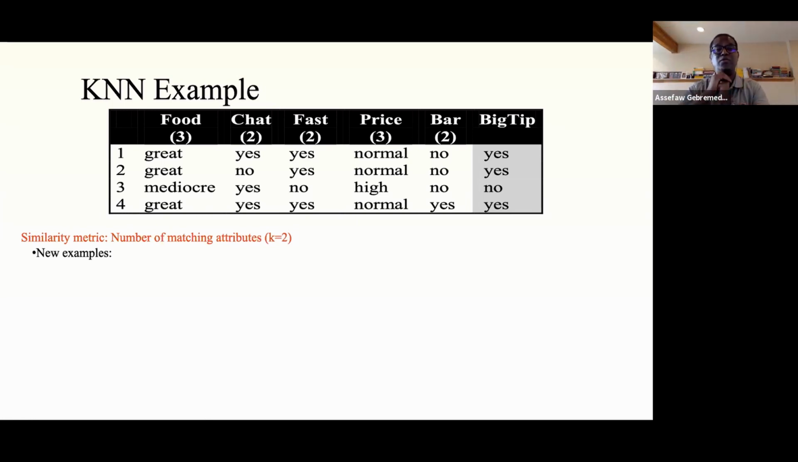And what you're going to do now is, first of all, you've decided on k equals 2. And so a new customer has come, and your decision to make is whether that customer is going to leave a tip or not. And here is what this new customer has given for these values. Now look at them. Some of these values are Boolean, some of them are some other things, but you are going to now see how similar this one is to an existing customer. So the values they gave were great, no, no, normal, and no.